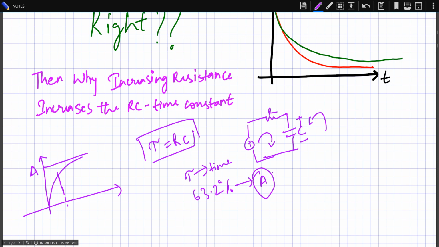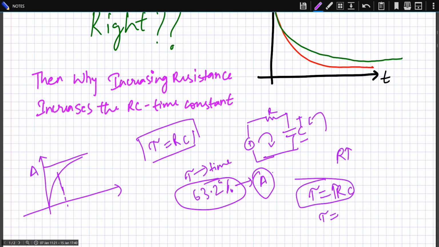Now, if we increase the resistance R, what will happen? Tau equals RC. So, if we increase the resistance, the time taken to reach the same voltage will be higher. Increasing the time constant will increase the time to fully charge the circuit. To fully charge the circuit takes around 5 tau. It is just an approximation. It reaches around 99.8% of the final value, so it is a good approximation. So 5 tau is the time taken to fully charge the circuit.